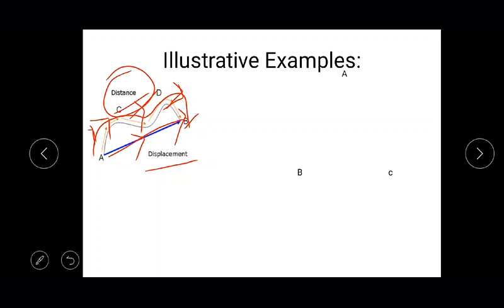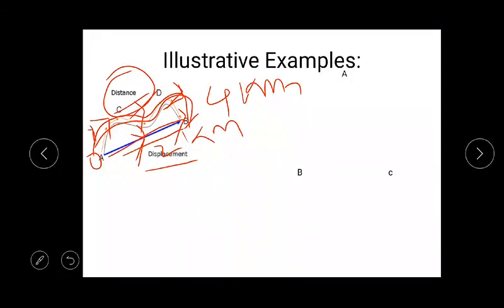Clear? So let's say the actual path of a body covering from A to B through C and D is 4 kilometer, while the displacement could be 2 kilometer, that is the shortest distance from A to B. Here you should keep one thing in mind, that displacement and distance can be equal, but distance can never be lesser than displacement.